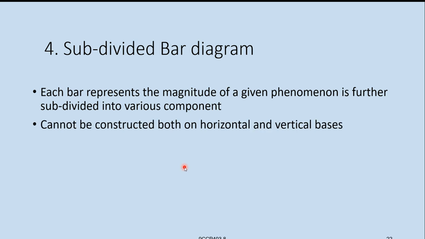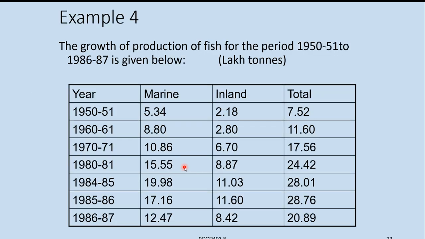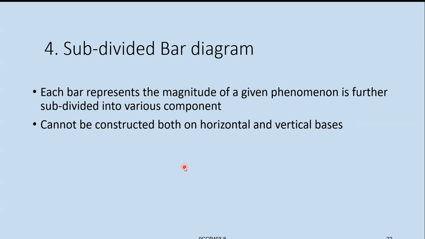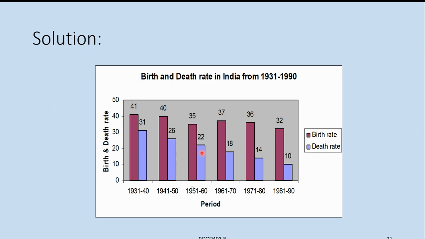Fourth, subdivided bar diagram. Subdivided means the bar diagram is divided. For example, divided means here one line, here one line, that is drawn. Depending on the data, whatever the data is there, we can show. We can also show these two in one bar. This is the death rate and this is the birth rate. Complete. If we draw a line here only in the first bar, we can ignore the second bar, we can remove the second bar.